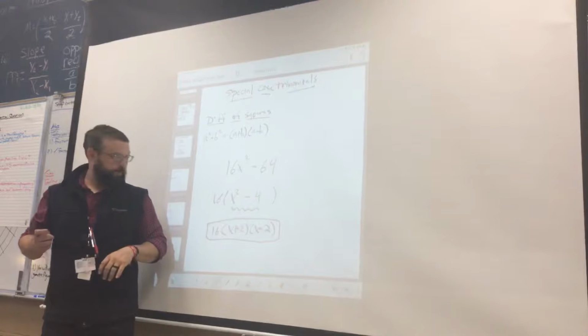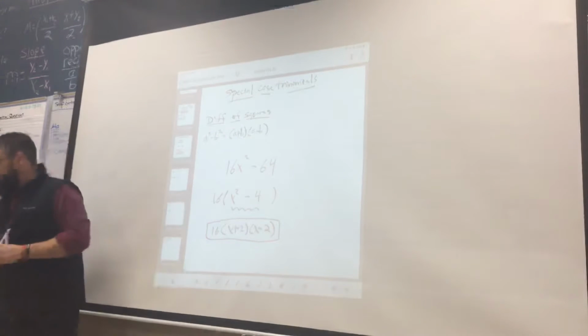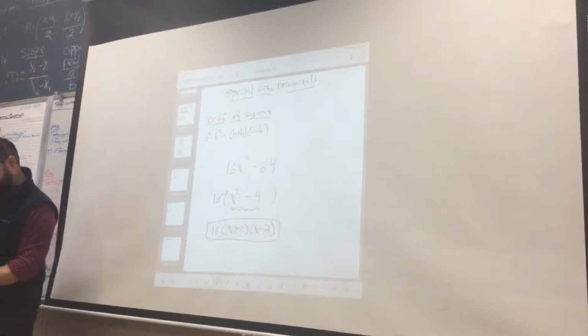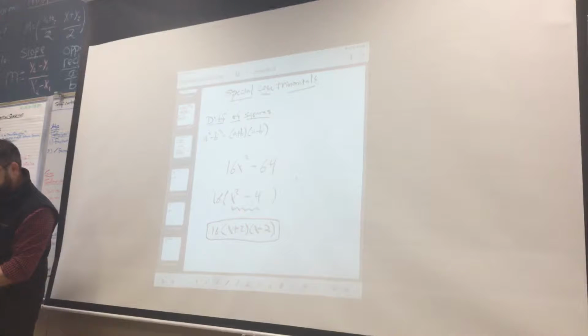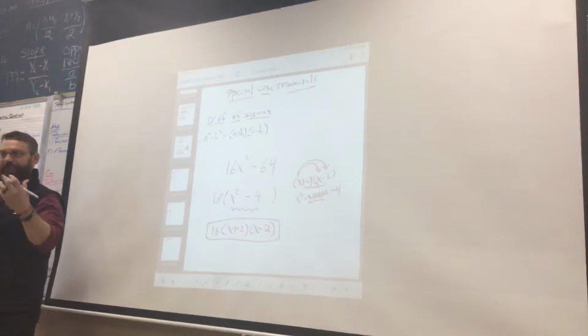Why is one positive and one negative? Okay, so I'll show you. Ultimately you have to get that x squared minus 4 if I refoiled it, right? So if I do x plus 2 times x minus 2, watch what happens. That's x squared, that's negative 2x, that's positive 2x, that's negative 4. What happens to the two middle terms? It's left with x squared minus 4.